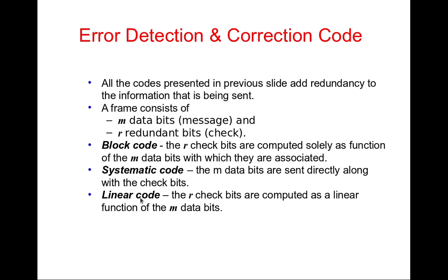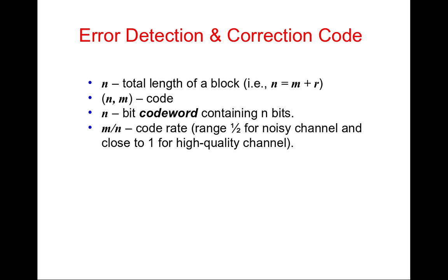And in the case of linear code, the R check bits are computed as a linear function of the M data bits. What do you mean by linear function? Basically, that may be one XOR operation, for example. So for every bit of the code, there will be a bit linearly calculated. Bitwise it is calculated in the case of linear code, for example an XOR code. So here n becomes the total length of the block. n will be M plus R, and that is called the (n, M) code.